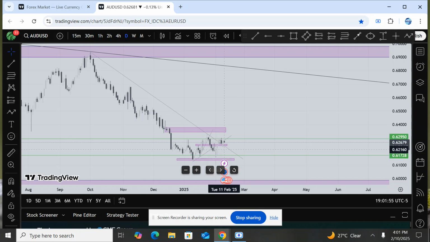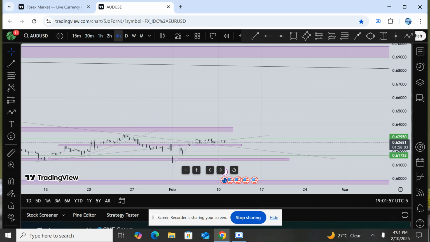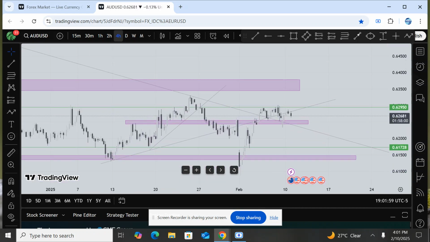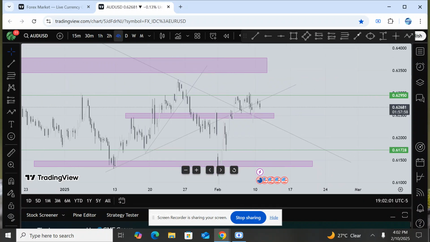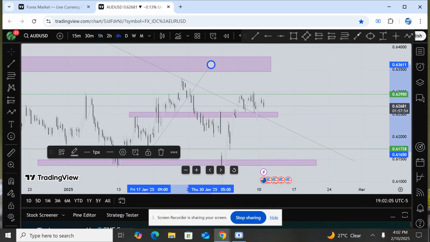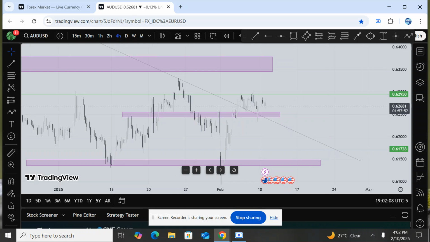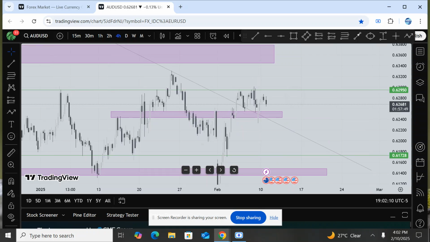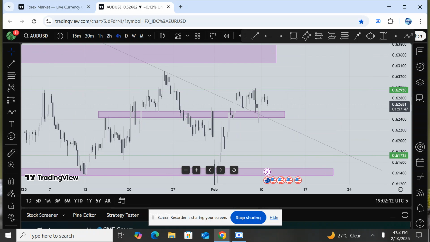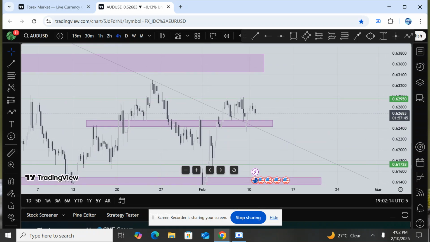But if that doesn't happen, there's a mini zone on the 4 hour time frame that I drew here. So let me take off this line, take this off too. I don't like my chart to be too messy. So that's for that. Let's see what AUD is about doing.